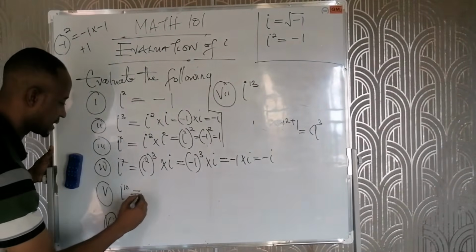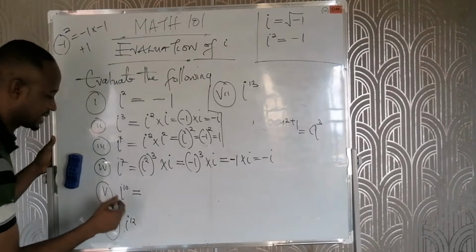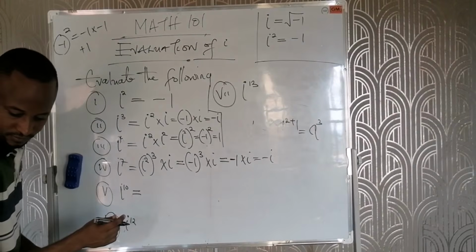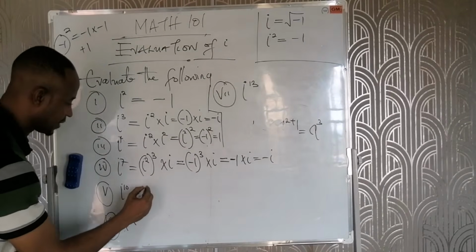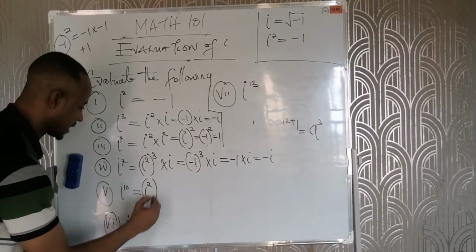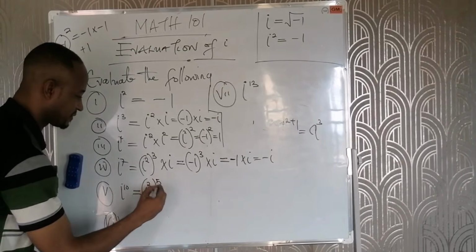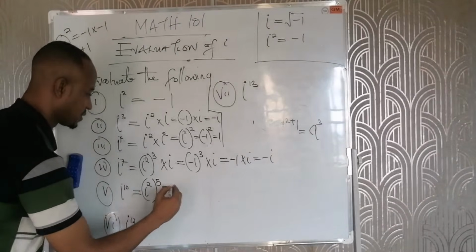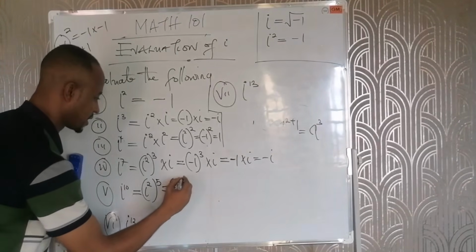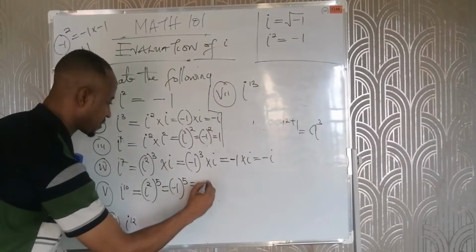So for this, how do we evaluate i raised power 10? I raised power 10 will give us i squared, right? What will I multiply by 2 that will give me 10? That should be raised power 5, right? And this will give us minus 1 raised power 5 equals minus 1.